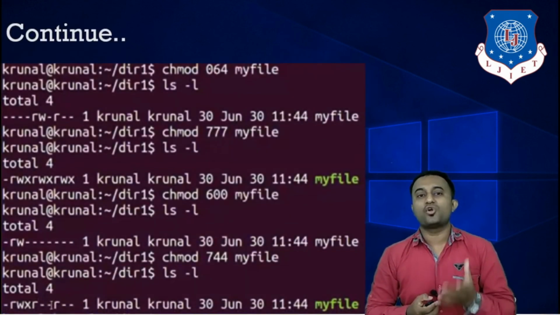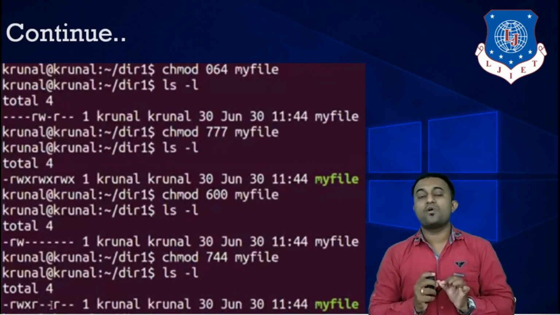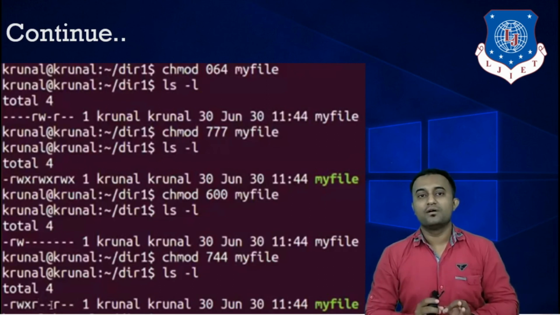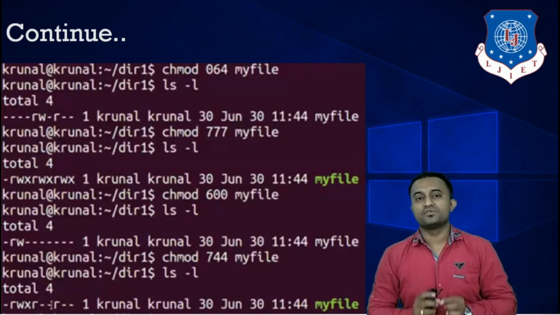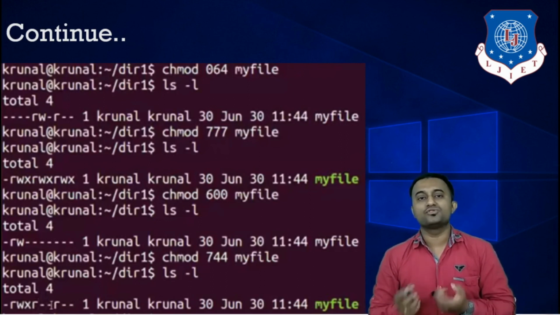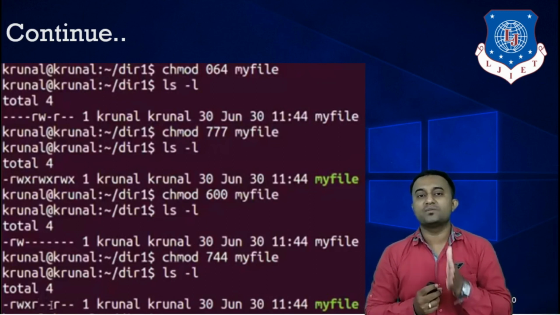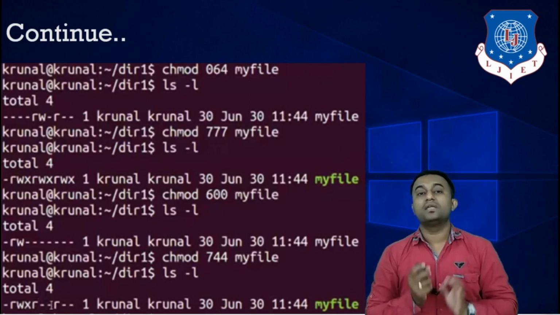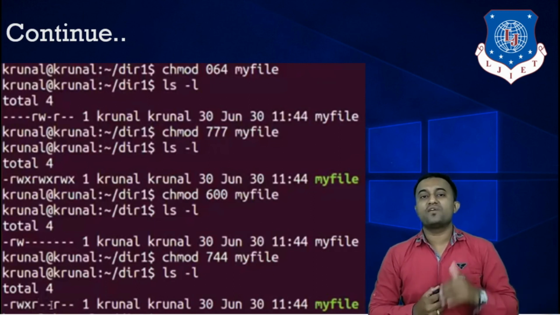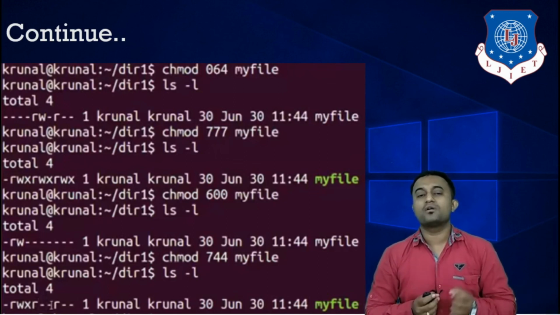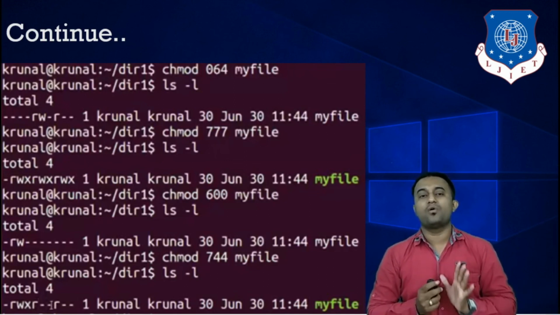Same way, there are other options like chmod 064. The 0 represents the user, 6 means the group of users, and 4 means others. So 0, in octal 000, means the user cannot read, write, or execute this file. Same way 6, which is 110, means the group of users can read as well as write, but they cannot execute this file. Same way 4, which is 100, means the other users can read this file only.